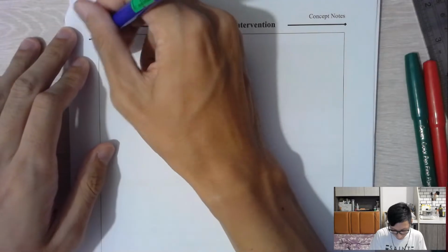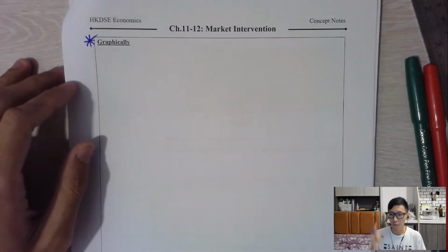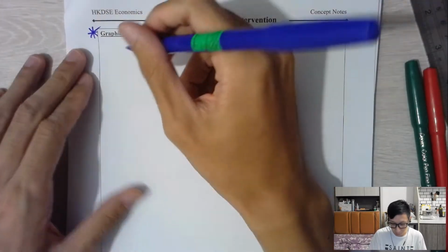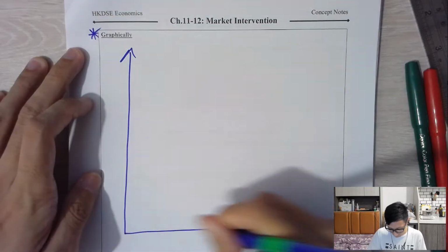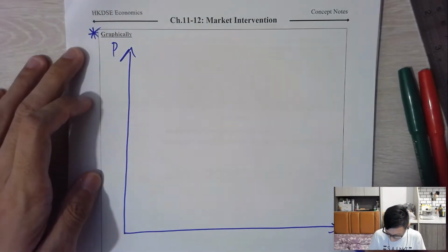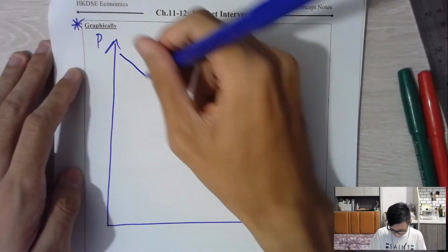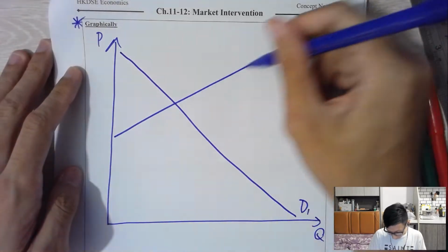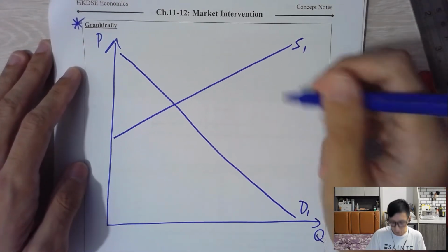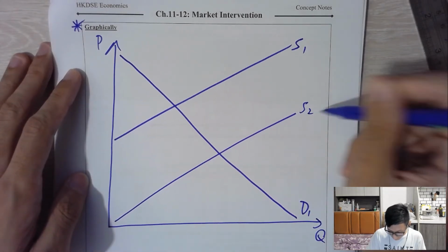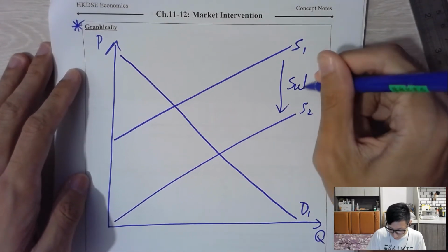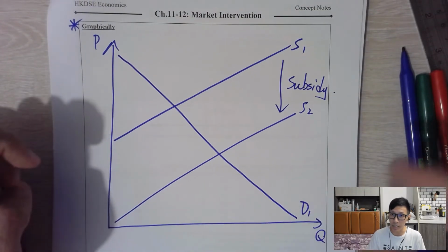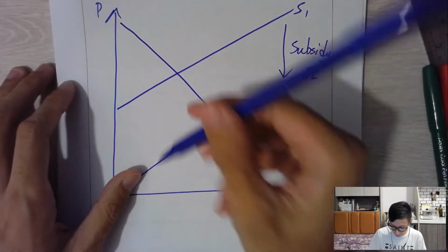So my advice, this part you watch twice. First time, look at me do it first. Then we play the part and do it together with me. Draw bigger, don't be afraid of it looking ugly. Okay, here. Normal demand, as usual. Then we have our supply one. And since this is a subsidy, remember, it shifts downward. But remember, a downward shift in supply is actually an increase in supply.